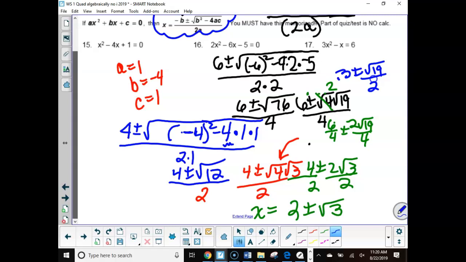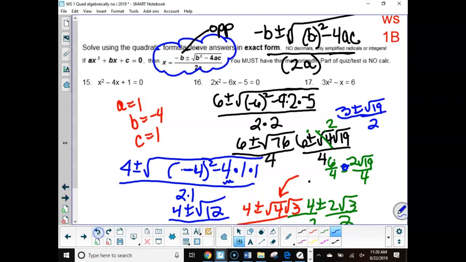That has to go all the way across. Or if you separated it, or would you like me to write or? Because it's making a mess. Or 3 halves plus or minus the square root of 19 over 2.